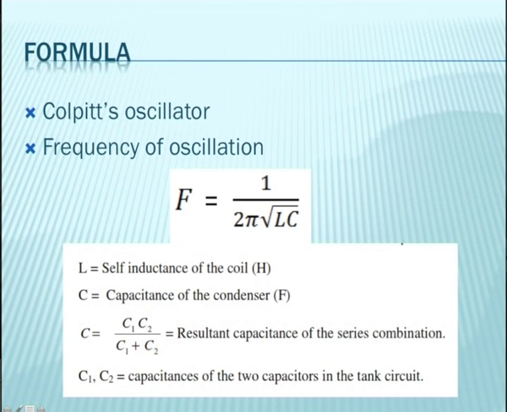Here two capacitors are connected in series, so the collective or effective capacitance of the series-connected capacitors is C is equal to C1 C2 divided by C1 plus C2. Here C1 and C2 are the capacitances of the two capacitors in the tank circuit. This is the formula used to calculate the frequency of oscillation of Colpitt's oscillator.